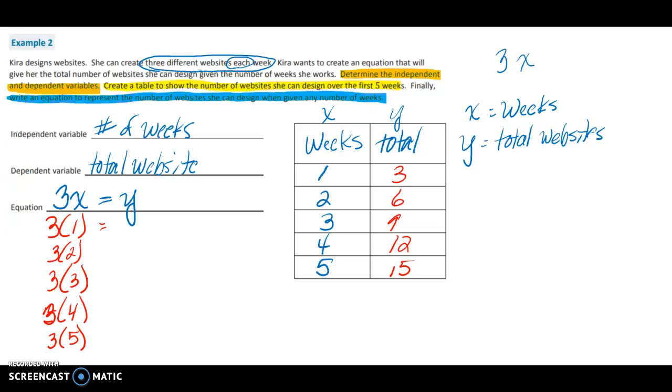It says determine the independent and dependent variable. Check, I did that. I'm going to put a check mark right there. Create a table that shows that, yep, I did that. And finally, write the equation. Notice I didn't do these in order, but if you notice, I've got all 3.